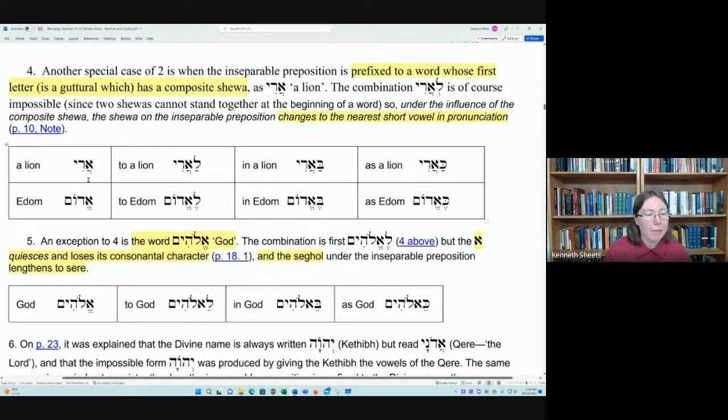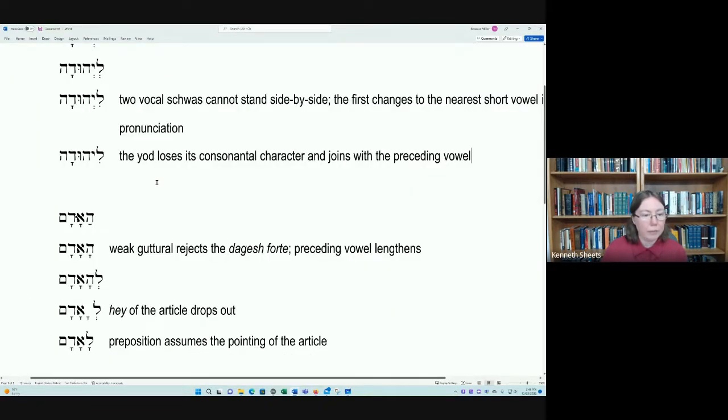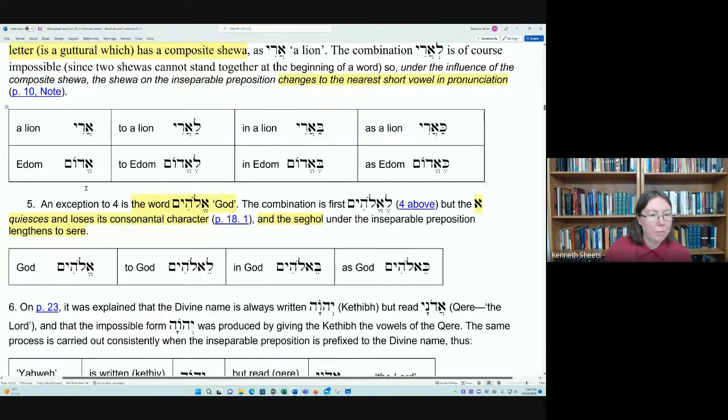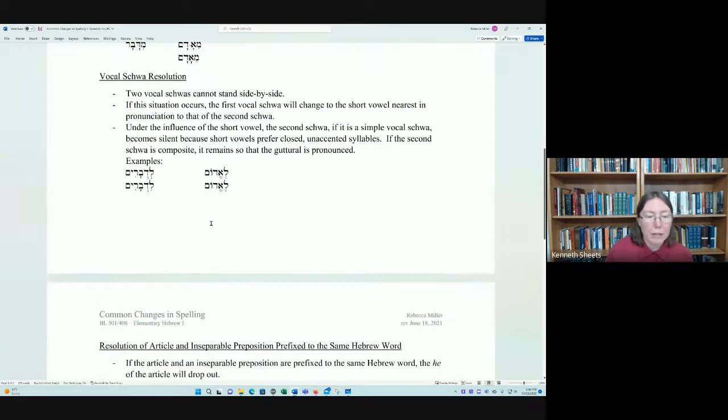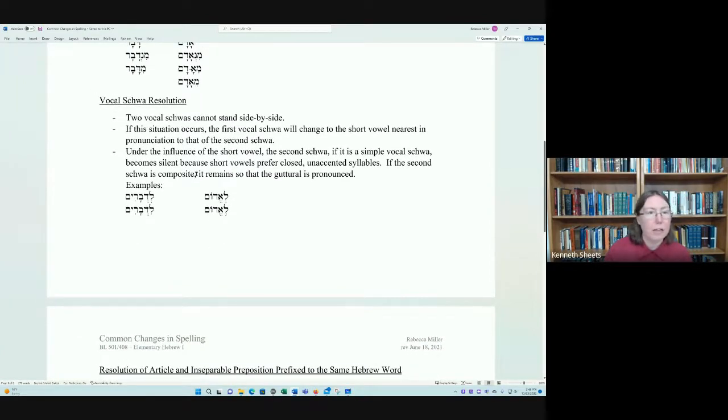So ari, a lion, and then la'ari, to a lion, ba'ari, in a lion, ka'ari, as a lion. And then as well we have Edom, to Edom, le'edom, in Edom, be'edom, and then as Edom, ke'edom. And I actually have another chart here. So notice what has happened.